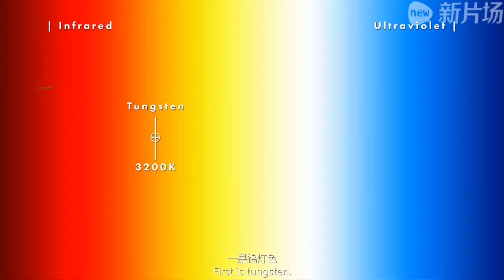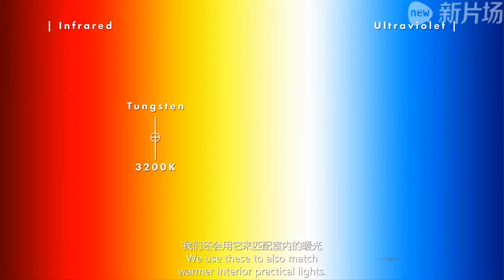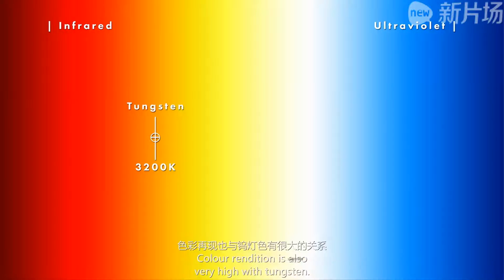First is tungsten. At around 3200 degrees Kelvin, tungsten gives a warm orangey glow similar to sunset and sunrise. We use these to also match warmer interior practical lights. Color rendition is also very high with tungsten.